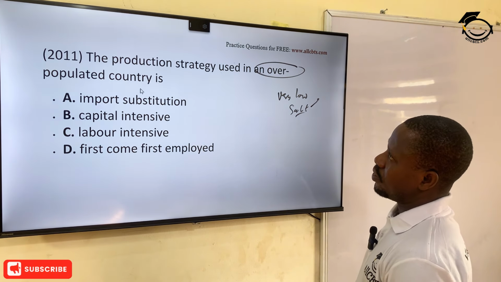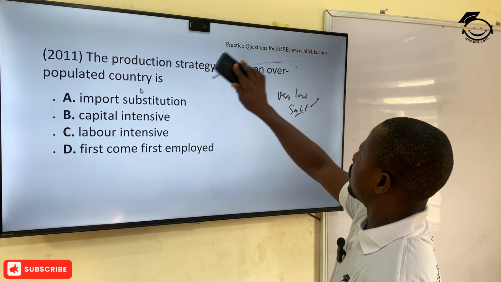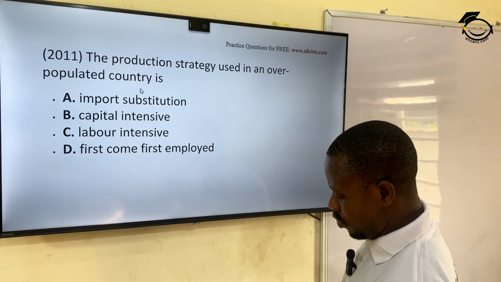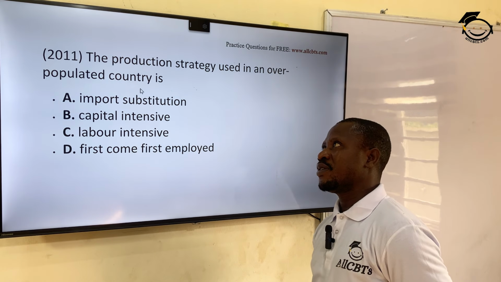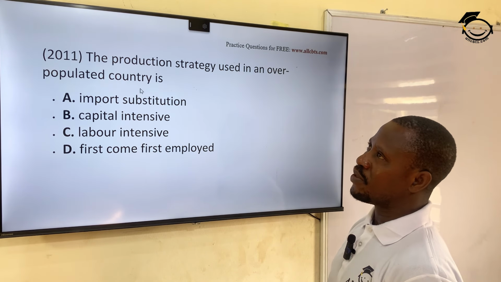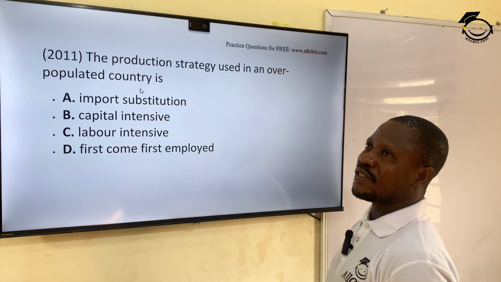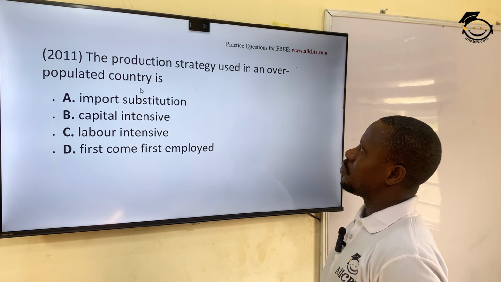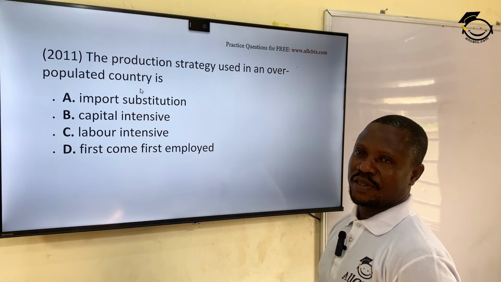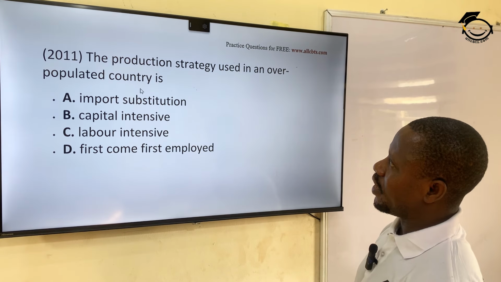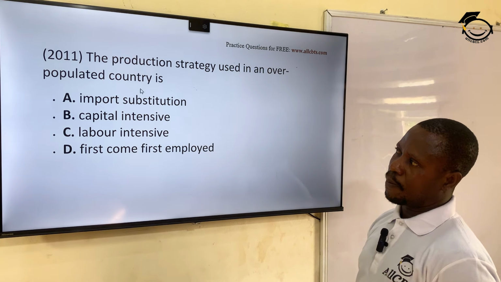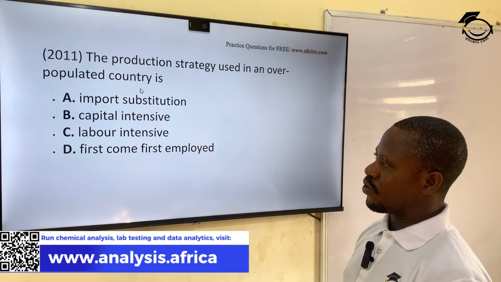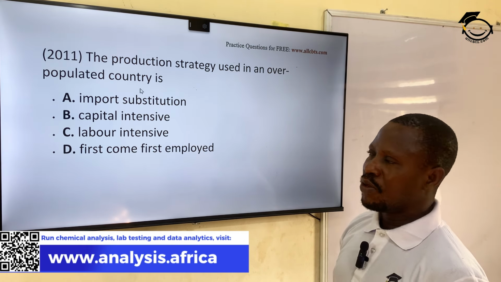The production strategy used in an overpopulated country. When a country is overpopulated, what do you mean by being overpopulated? It means that the population is far higher than the national income, the GDP. The population is far higher than the available resources. Okay, so when you have a situation like that, what kind of strategy are you going to use for your production? Import substitution, capital intensive, labor intensive, first come, first employ. No, you use labor intensive.